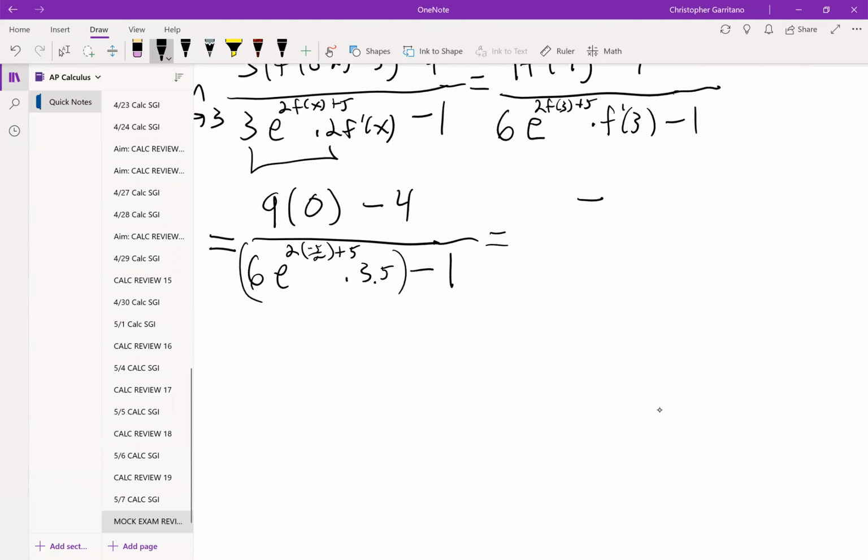All right, so we have a negative 4 in the numerator. And let's see. 6 times 3.5, I believe, is 21, times e to the 2 times negative 5 over 2. Oh, wow, this works out nicely. 2 times negative 5 over 2, of course, is negative 5. Negative 5 plus 5 is 0. And then we have minus 1. And of course, e to the 0 is just 1. So we have negative 4 over 20, which is equal to negative 1 over 5. And that should be your limit.